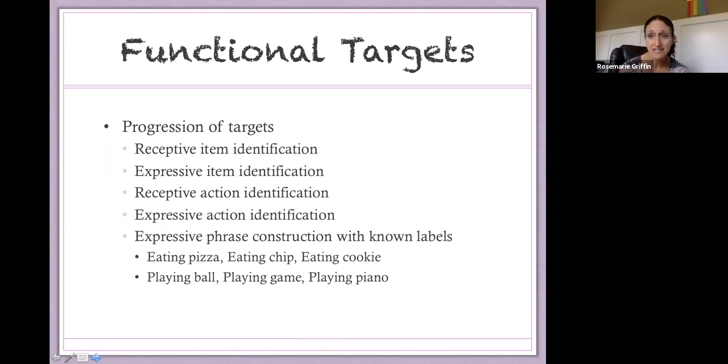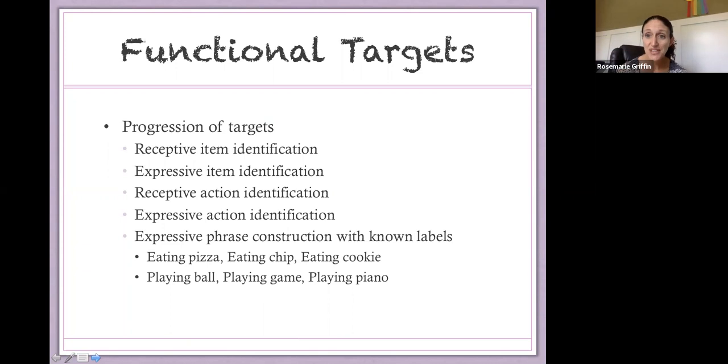He was able to tell us things. He was able to navigate his environment in a more safe way after implementing all this very structured, intensive instruction for him. And so one of the things we started working on is he was able to label nouns, he was able to label actions. Then we started systematically putting together those previously mastered nouns, those previously mastered actions, and we started phrase construction. So it was a very systematic language program that he was working on. So he could do pizza and he could do eating. So we did eating pizza, eating chip, eating cookie.